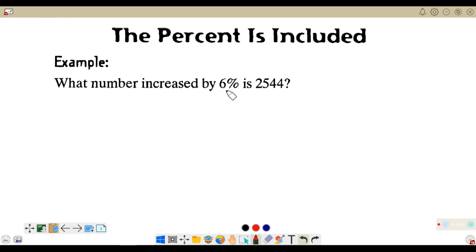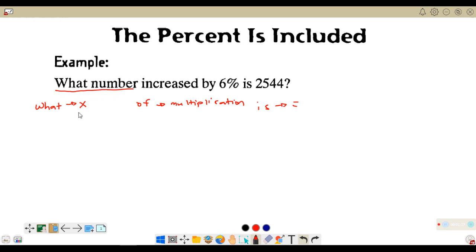Here, the percent 6% is actually included already in the number 2,544. So to make it even clearer, let's look at it this way. We are looking for a number x that when increased by 6% is 2,544. So the what part, again, is our number x. And then, look for the other keywords. We have of, which corresponds to the operation multiplication. And finally, we have is, which corresponds to the equal sign.